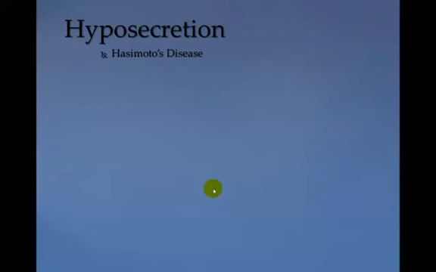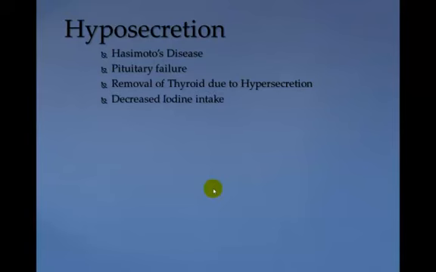Hashimoto's disease is an autoimmune reaction that damages the thyroid. This will cause hyposecretion. In addition, if the pituitary gland fails, then I lack the thyroid-stimulating hormone that's going to target the thyroid and increase thyroid hormones. If the thyroid was removed, which may be necessary in the case of hypersecretion, then these patients will suffer from hyposecretion and will have to use supplementation in order to keep their metabolism up.